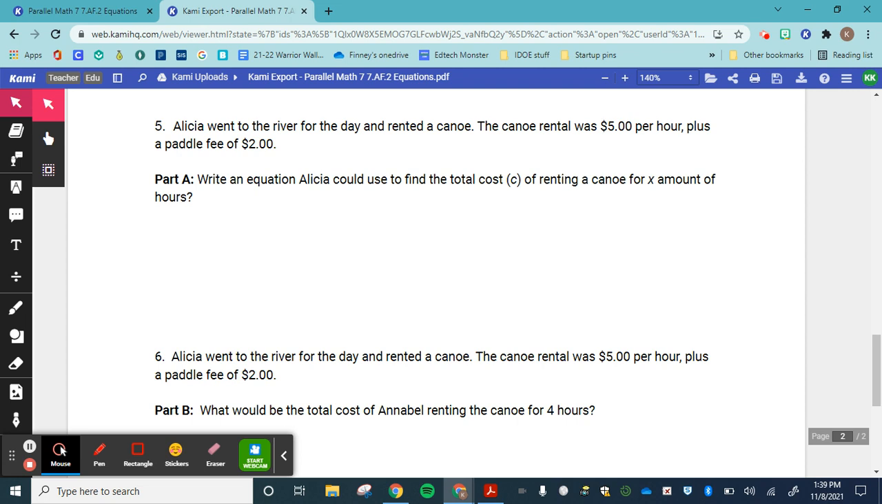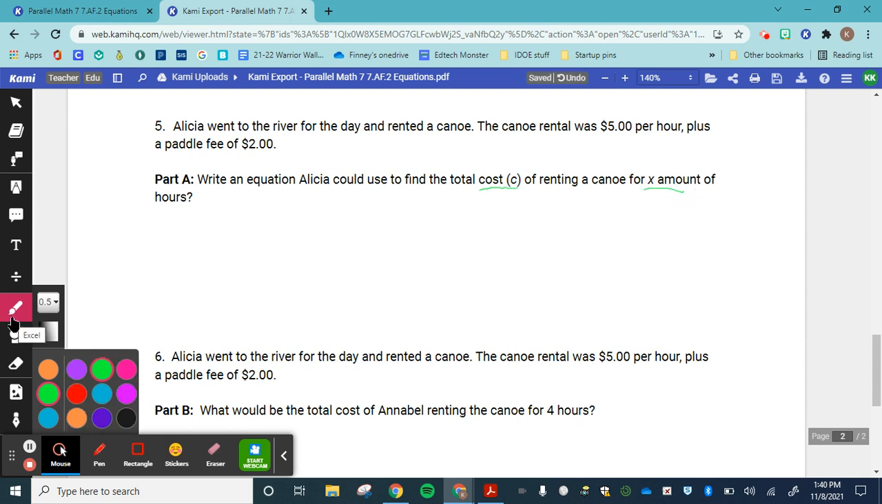Part A says write an equation Alicia could use to find the total cost, C, of renting a canoe for X amount of hours. Now that second part was pretty confusing to me at first because I thought, wait, why do I have two variables here? So let's go back and look at the first part and see if we can make a little bit more sense of it. So she's renting a canoe, and then all our important information is right here.